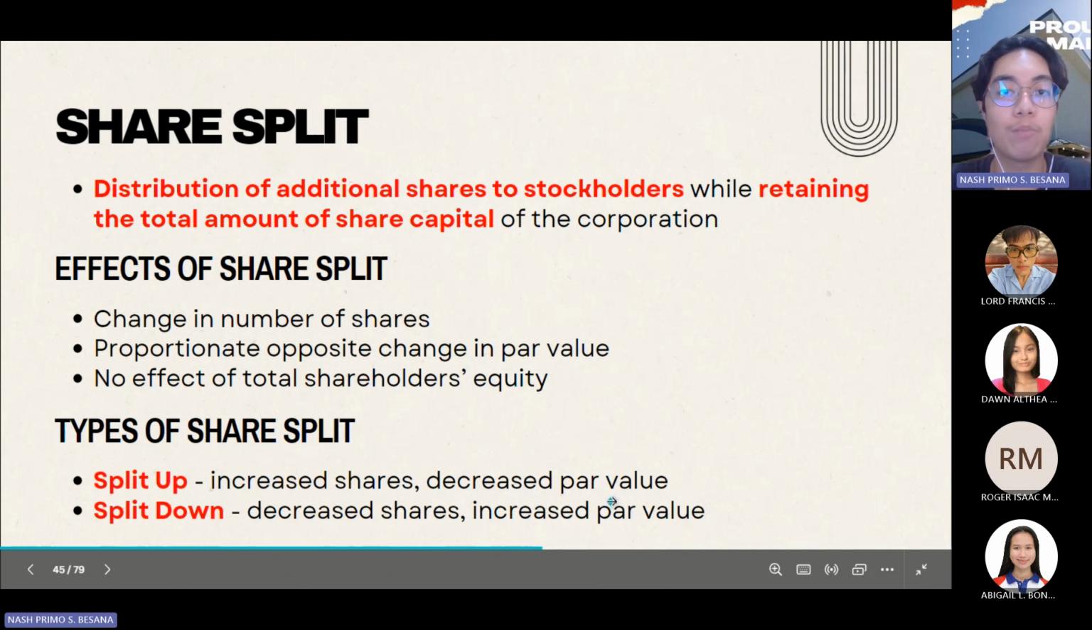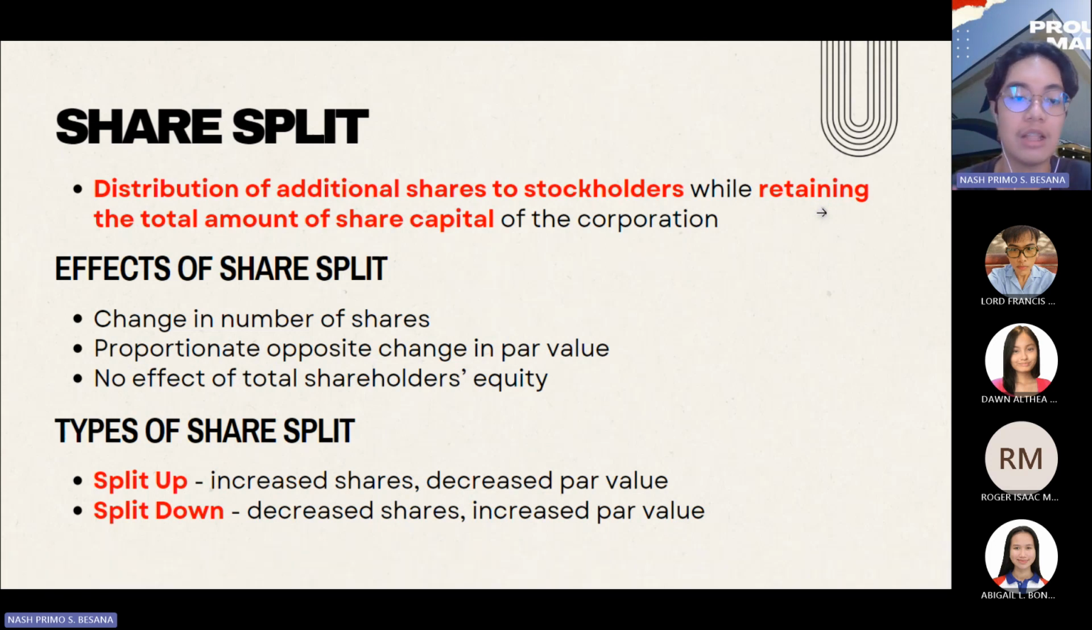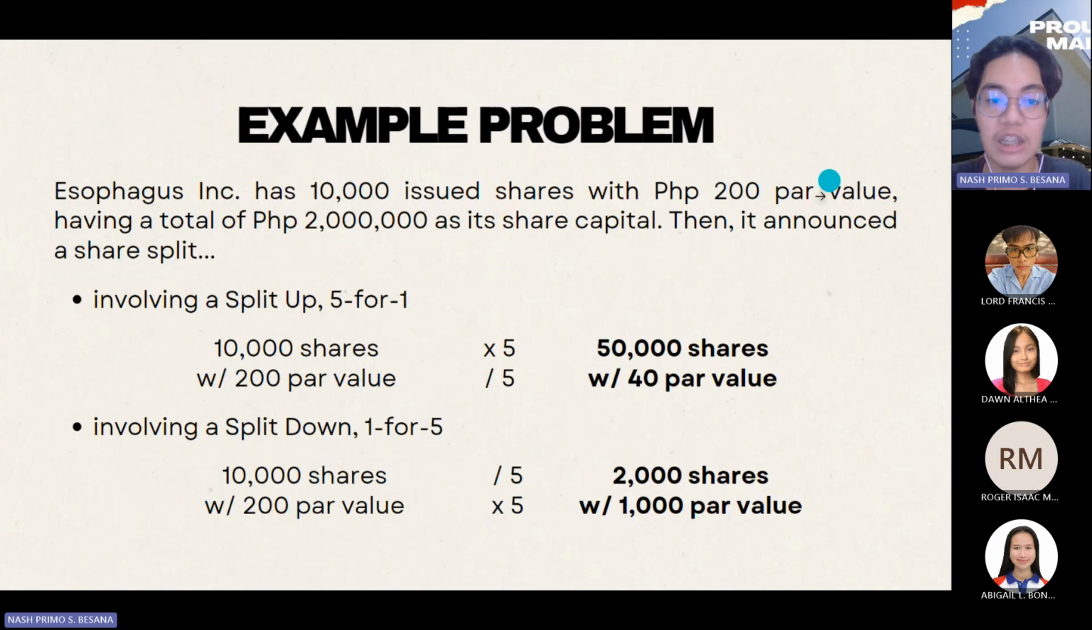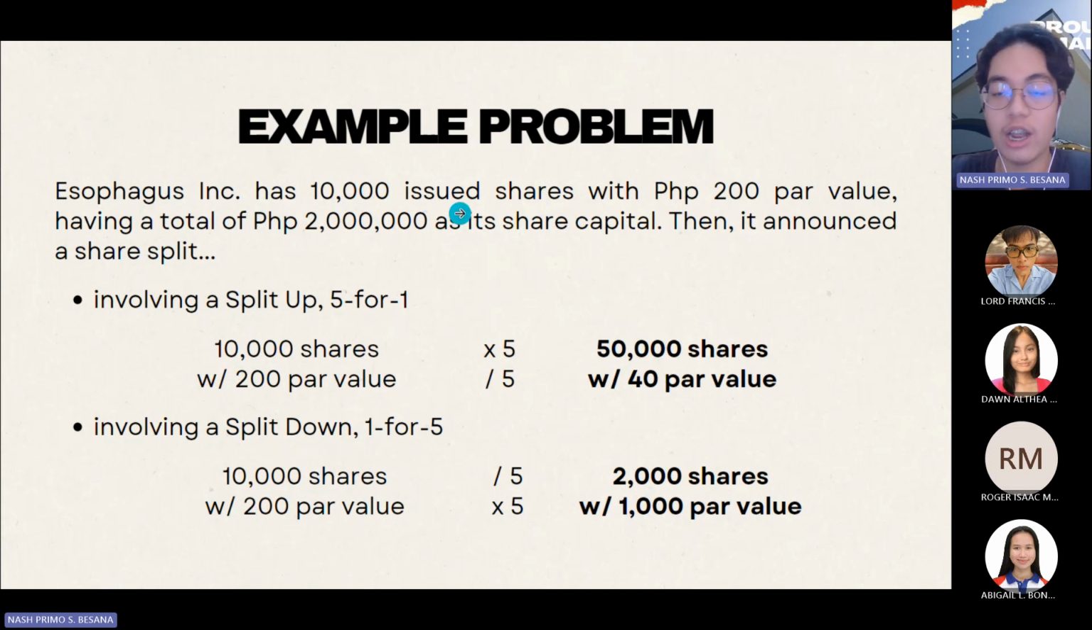And again, dapat proportionate yung pagtaas at pagbaba nila at their own rates kasi dapat there is no effect pa rin daw sa total shareholders' equity. So example, Esophagus Incorporated has 10,000 issued shares with 200 pesos par value, having a total of 2 million pesos as its share capital. Then it announced a share split. So these are two different situations.